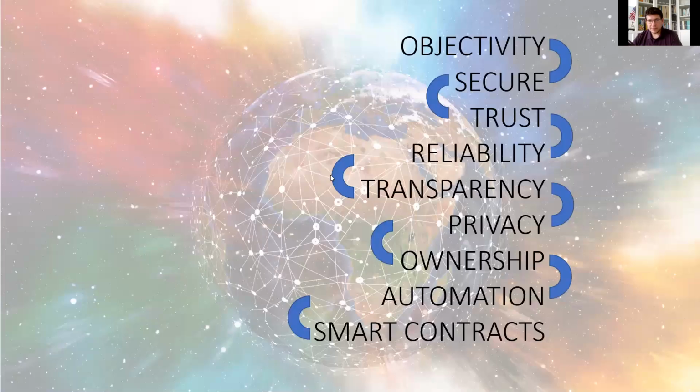So what is blockchain and why do we use blockchain? In the best case, of course, there are many fraudulent examples, that would be a talk on its own, but blockchain in the best case stands for objectivity, security, trust, reliability, transparency while keeping the privacy intact, ownership of the data, automatization processes through smart contracts. So in the best case, this is the reason why we work with blockchain technologies to design the future of digital assessment.